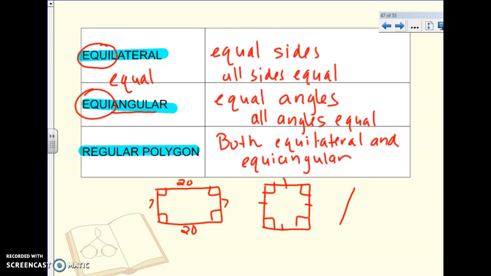You also have something called a rhombus, which means that all the sides are the same, but the angles are not the same because you've got these two obtuse angles that should be equal in a rhombus, and then you have these two acute angles that are opposite. And so that is an example of something that is equilateral but not equiangular.